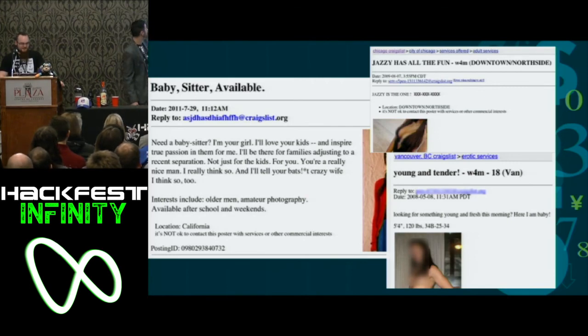For you. You're a really nice man. I really think so. And I'll tell your batshit crazy wife I think so too. Interests include older men, which is most anybody, amateur photography, available after school and weekend. This is a child that you're paying for. And this is out there, and this is Craigslist.